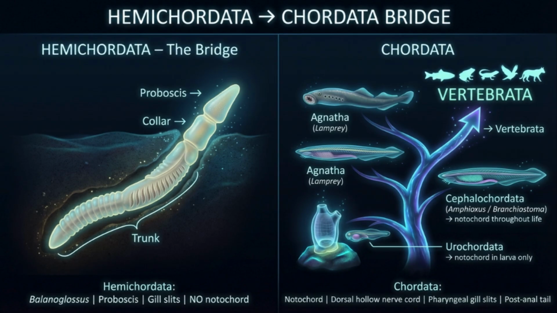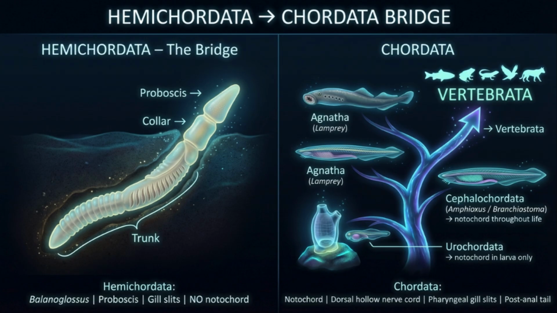We are now crossing the most important boundary in this entire chapter, the line between non-chordates and chordates. Hemichordata is the bridge. Balanoglossus is the classic example. It has gill slits and a stomochord, but not a true notochord. Don't confuse stomochord with notochord. NEET has asked this.